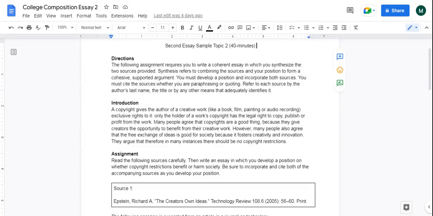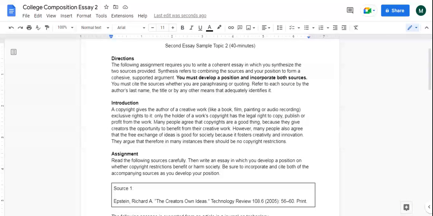Directions. The following assignment requires you to write a coherent essay in which you synthesize the two sources provided. Synthesis refers to combining the sources and your position to form a cohesive supported argument. So, this is an argumentative essay. You must develop a position and incorporate both sources. Okay, so this is very interesting because it says I have to not only develop a position, but that I need both sources included. You must cite the sources whether you are paraphrasing or quoting. I prefer quoting rather than paraphrasing.